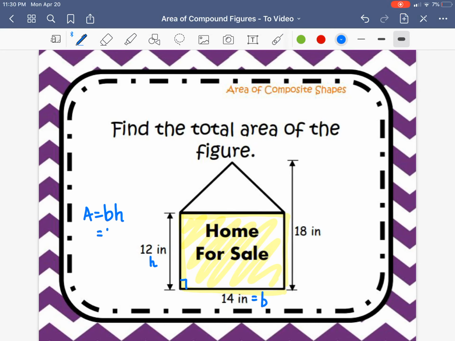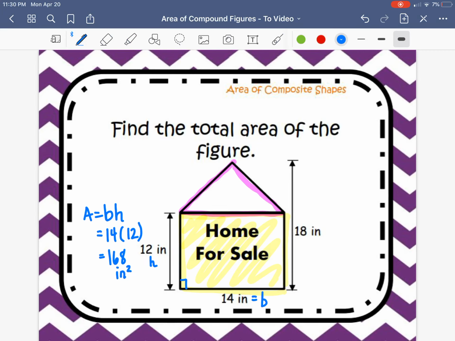The base is 14, the height is 12, and then the last thing we need to do for the rectangle is do the math. 14 times 12 is 168 inches squared. So that means just the rectangle has an area of 168 square inches. Well, next, let's move on to the triangle that's sitting on top.